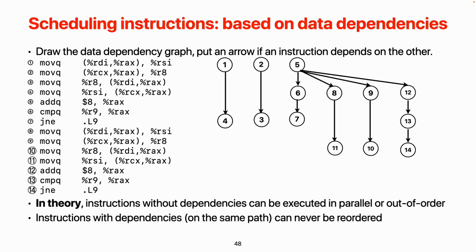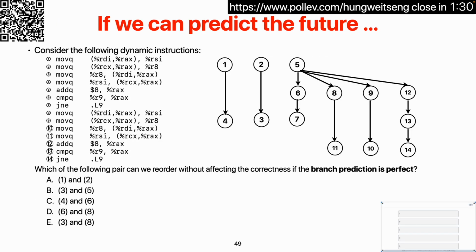So look at this data dependency graph, right? It looks like we actually have 3 different streams of instructions that we can execute, right? Like instructions 1 and 4, instructions 2 and 3, and this part, right? And for the rest of these 3 streams, as long as 5 is resolved, they can all go in parallel, right? That's what we can do in theory. Agree? But in practice, how many of these can we really reorder?